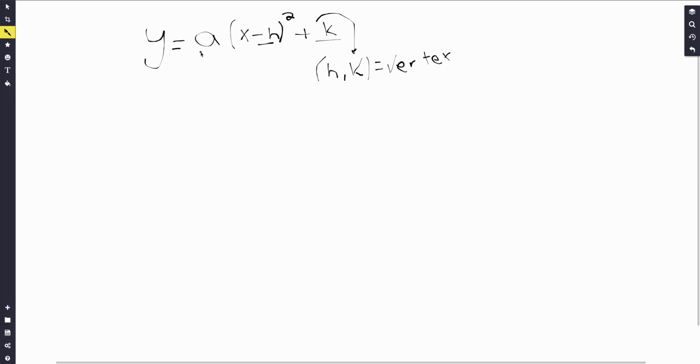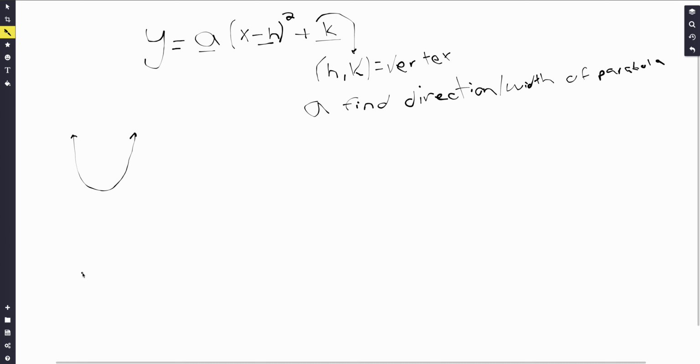Now, let's go over what the a value is. The a value is also really important for vertex form. The a value helps find the direction and the width of a parabola. Okay, what does this mean? In general, a parabola shape looks something like this, or like this.